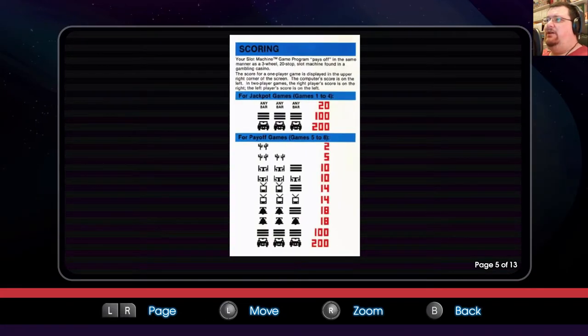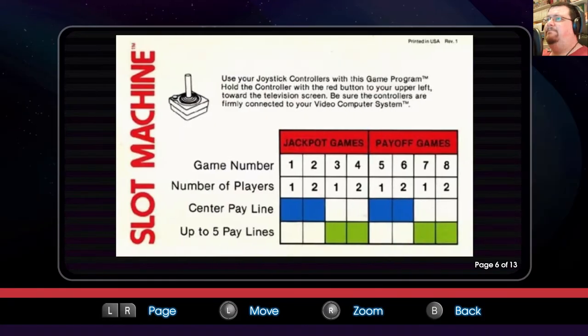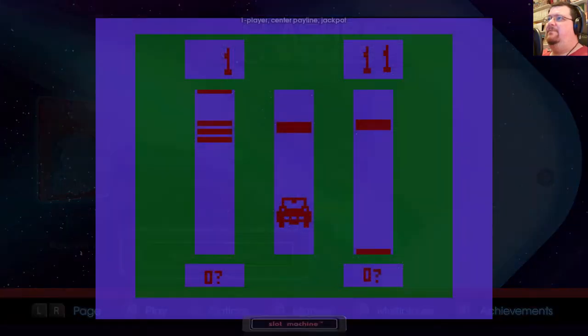And that is about it, really. Yeah, there you go. So, let's play Slot Machine.